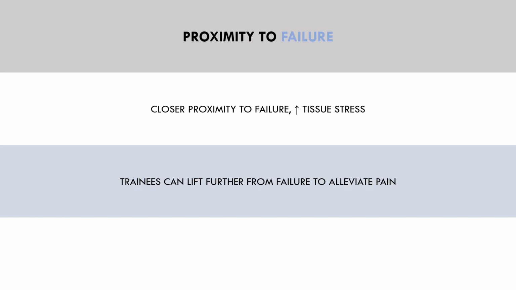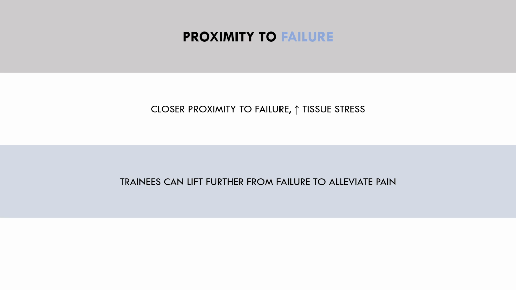This refers to how close a set is taken to failure, usually quantified using RPE or the reps in reserve scale. As a set is taken closer to failure, the contractile tissues experience more stress. While we want to stress the muscle by taking sets close to failure, it may also increase irritation of a specific injury. Therefore, trainees can limit how close a set is taken before failure to minimize stress on the injury while still achieving a decent hypertrophy stimulus.